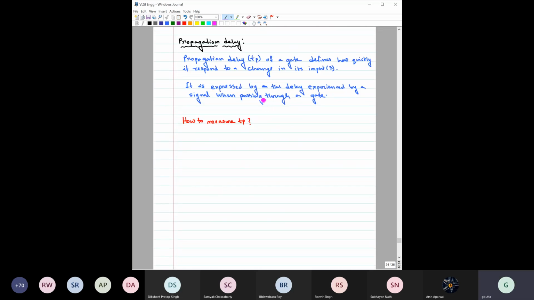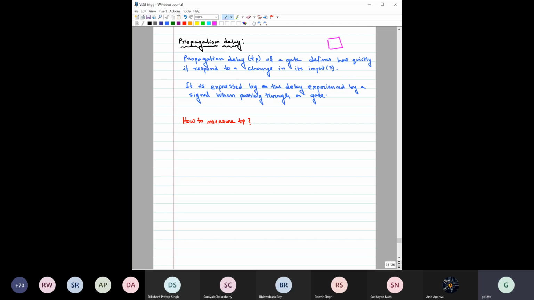Then another important thing, as I mentioned earlier, the propagation delay. So what do you mean by propagation delay, and how to measure it? What is propagation delay? Propagation delay of a gate is basically how quickly the gate responds to a change of its input.